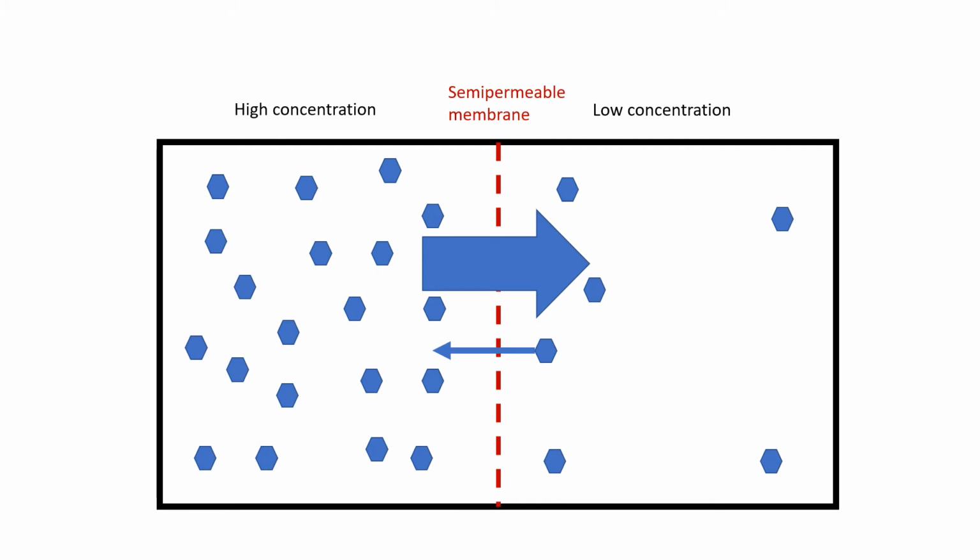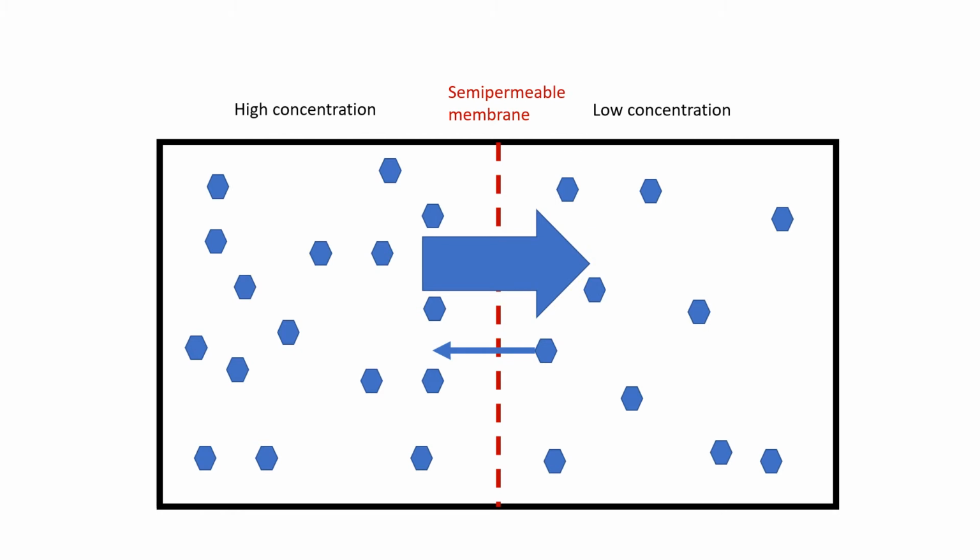If you said that there's going to be a general movement from left to right, from high concentration to low concentration, you're right. Now there are still a few of them that make it back from right to left. For example, this guy right here, he's going back from right to left. But in general, the general flow of these molecules is from left to right.